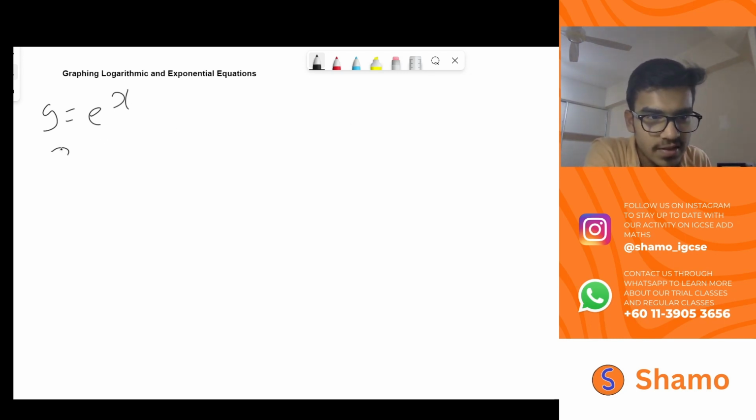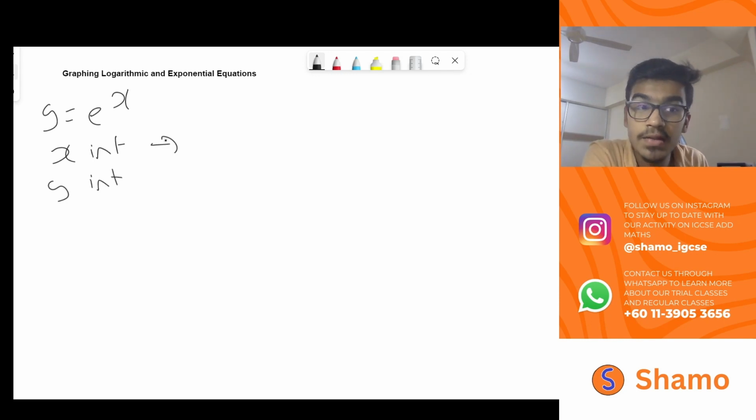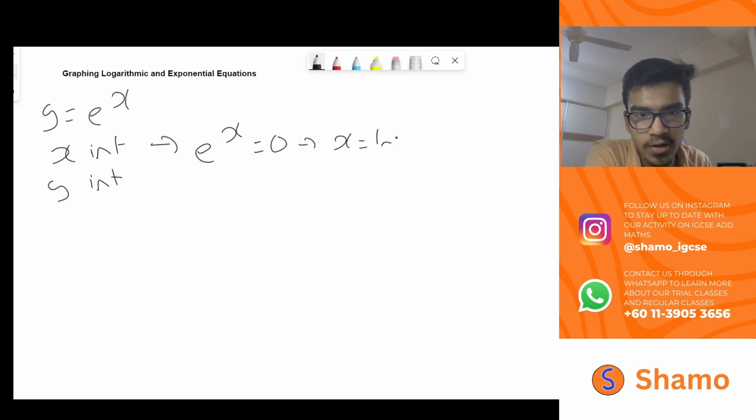One is the x-intercept and one is the y-intercept. Right? X-intercept is when y is equal to 0. Good. So e power x is equal to 0. That means x is equal to ln 0, which doesn't exist. So it means you don't have an x-intercept.